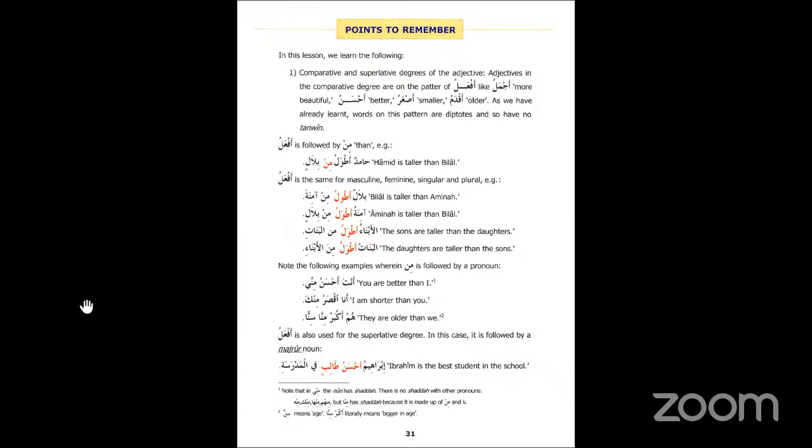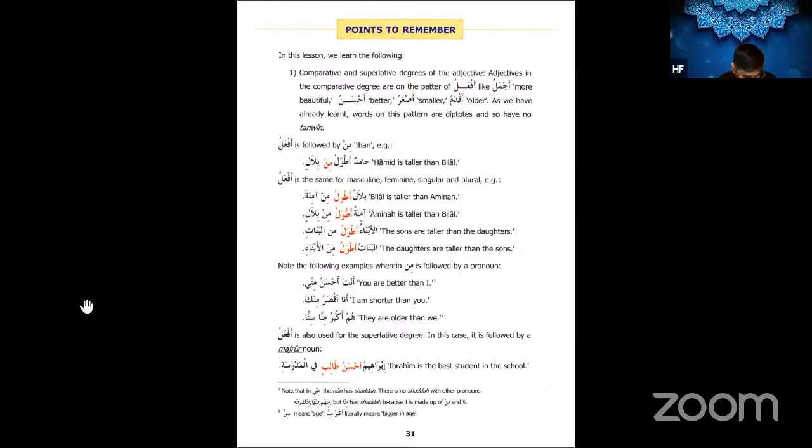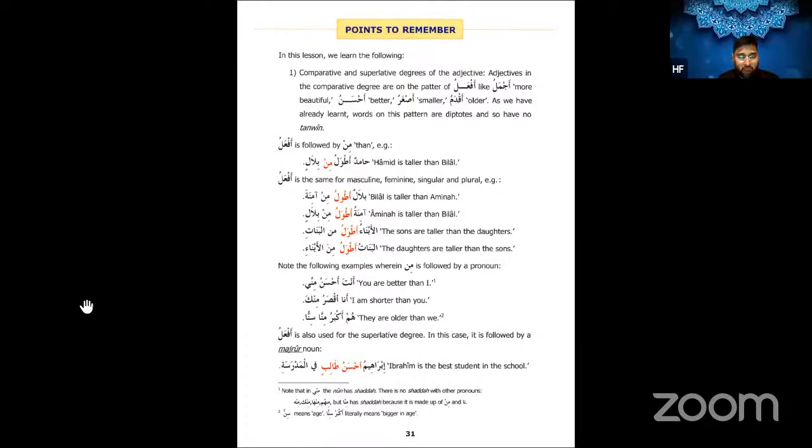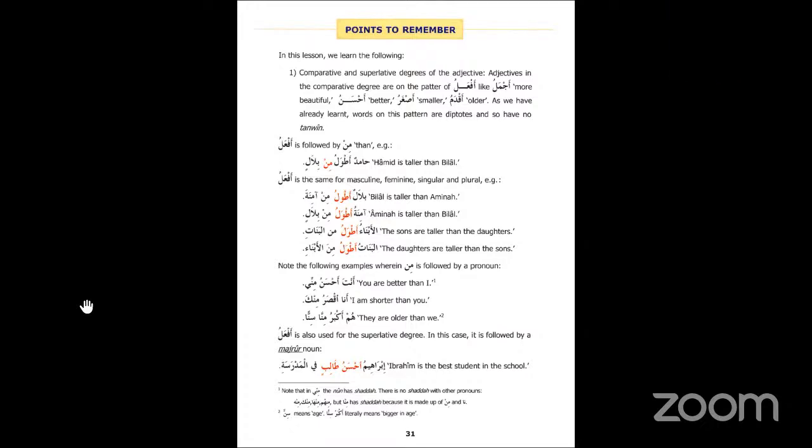Next point, note the following examples wherein min is followed by a pronoun. You are better than I. Anta ahsanu minni. I am shorter than you. Ana aksaru minka. They are older than we. Hum akbaru minna sinnan. Af'alu is also used for the superlative degree. In this case, it is followed by a majroor noun.